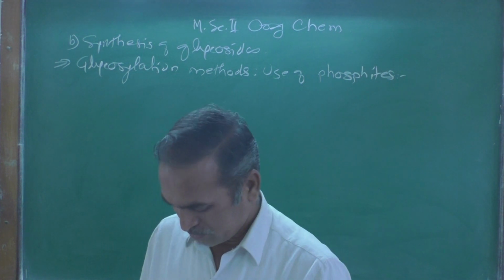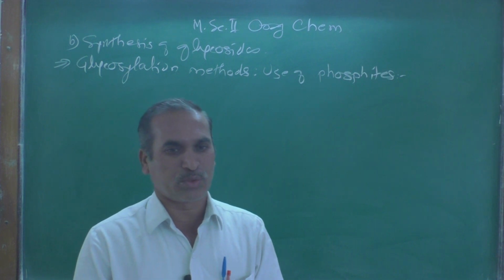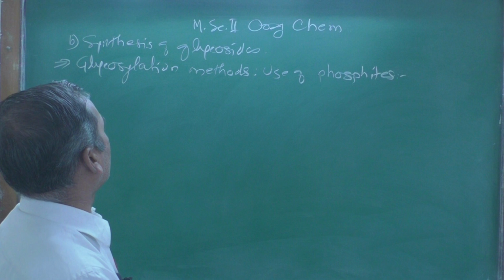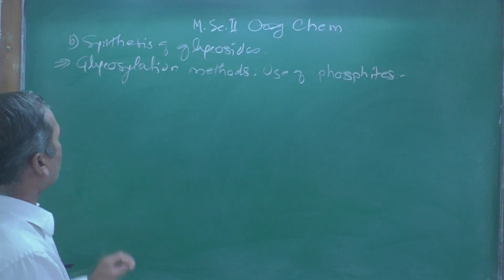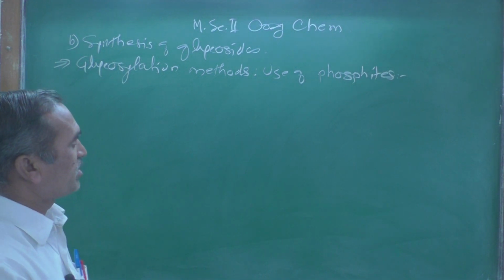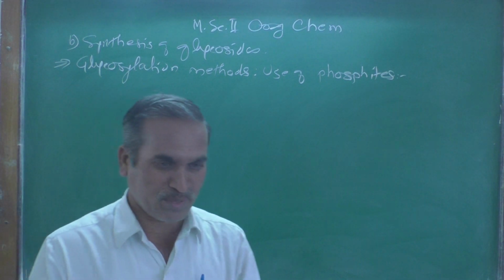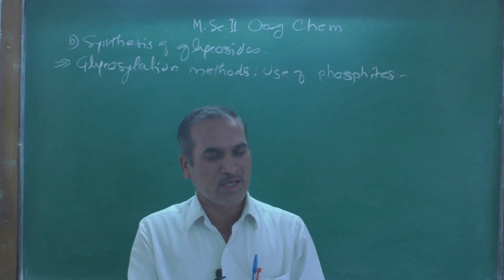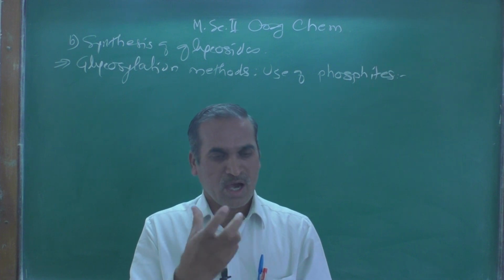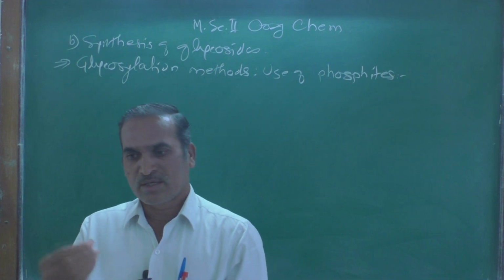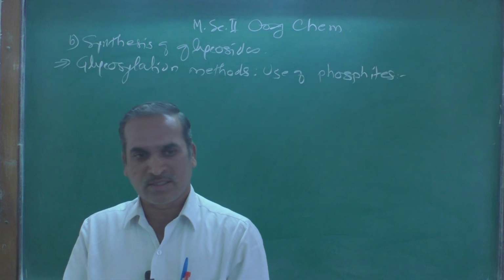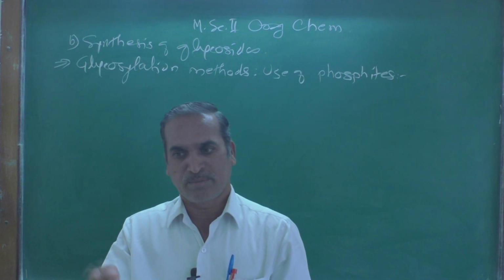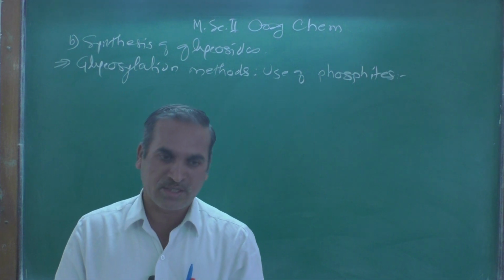So now, today, we are going to learn the next point. Because we are discussing the synthesis of glycosides, the glycosylation method is the use of phosphite. Phosphite is another term similar to thioglycoside, and we will see how a thioglycoside can be used as a donor in the synthesis of many glycosides.